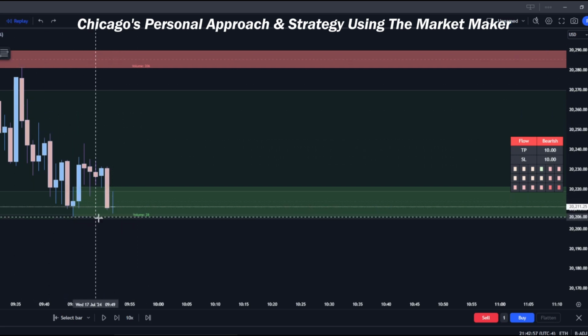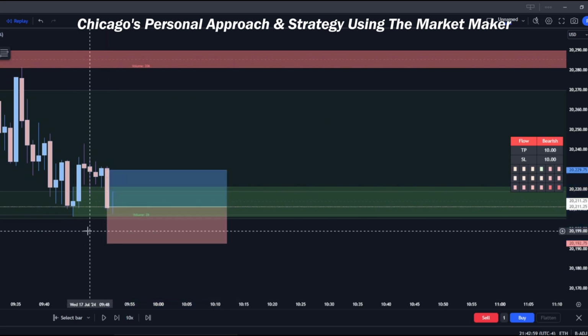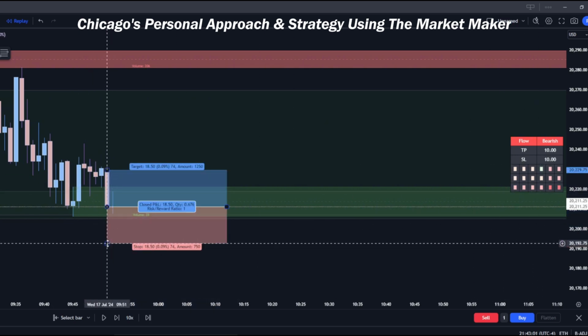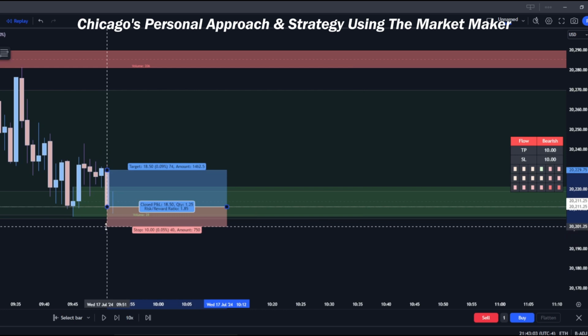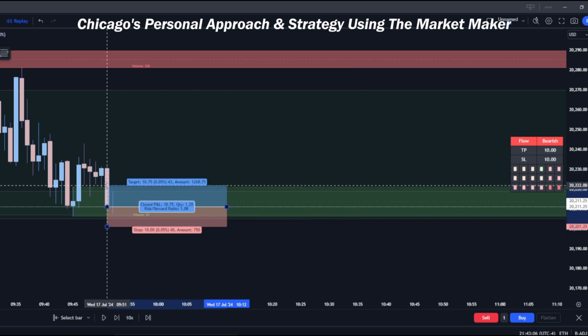So for me, what I'm going to do, I'll take a stab at longs here, right? We have our SL at 10 points, and my TP at 10 points. Now, if you're scalping, your all-out TP will be at 10 points.